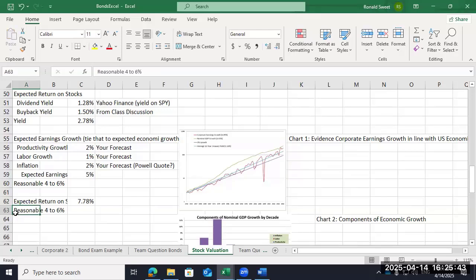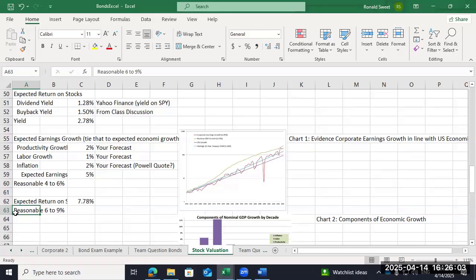And here, reasonable is probably in the 7 to 9% range. Maybe 6. 6 is pretty low, but if you're getting something below 6, or above 9, you're really out of whack.